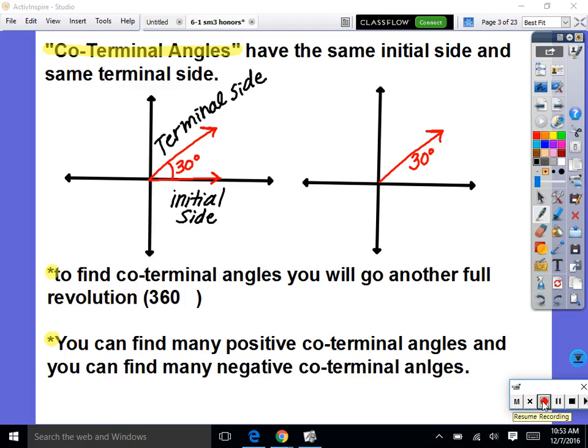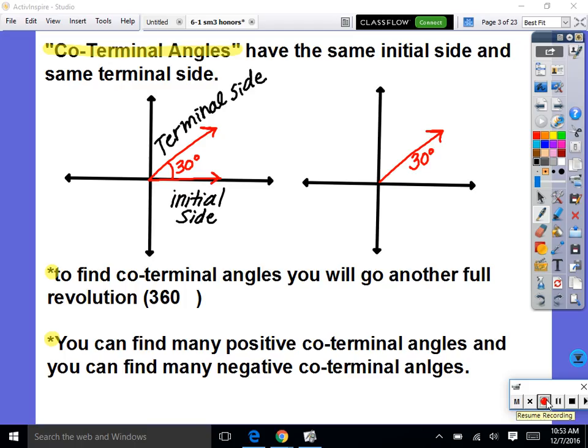Okay, next vocabulary word is called a coterminal angle. Coterminal angles have the same initial side and the same terminal side. So a coterminal angle has the same initial side and same terminal side. I'm going to let you get that down and then I'm going to show you.